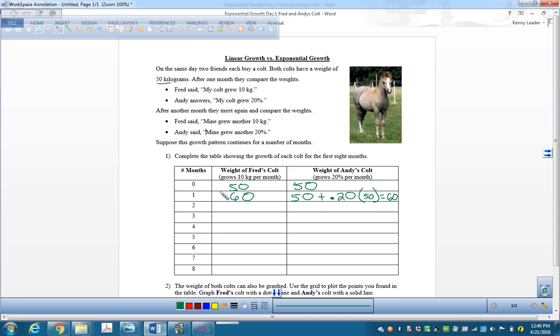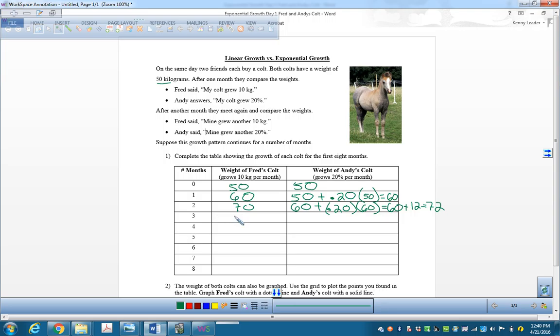Okay. So now, the next month, how much does Fred's colt weigh? 70. How much does Andy's colt weigh if it's going up 20%? 60 plus what? 0.20 times what? Times 60, right? Because you're multiplying the new number. So what's 0.20 times 60? 12, right? So this is 60 plus 12, which is 72. Good. So let's do one more, then I'll let you do the rest with your calculators.